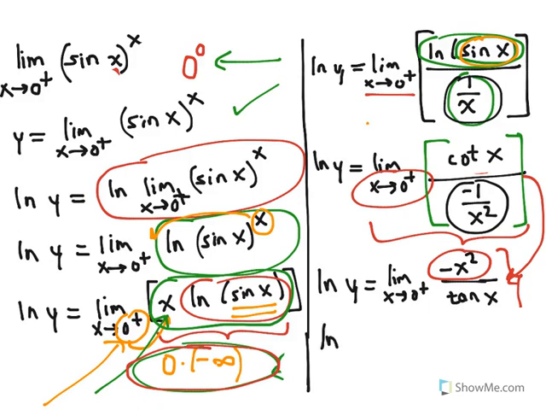So now we have natural log of y is equal to the limit as x approaches 0 from the right. And now we're going to take the derivative of the function in the numerator. The derivative of negative x squared is negative 2x. And we're going to take the derivative of the function in the denominator. And the derivative of tangent x is secant squared x. So again, after you do any rewriting step, you're going to try direct substitution again. So let's see if we're able to do that.